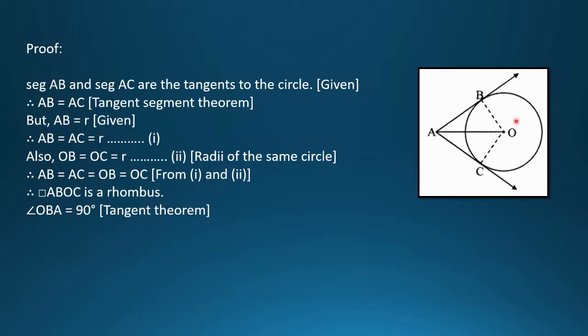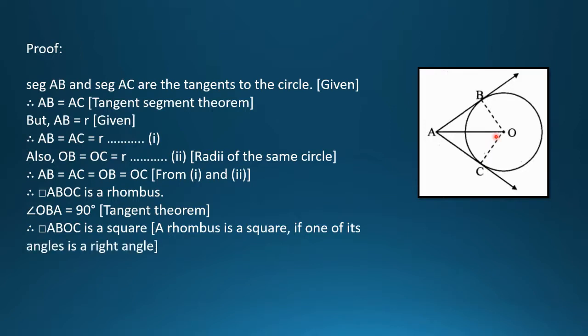But angle OBA will be 90 degrees by tangent theorem, as the tangent theorem states that the radius has to be perpendicular to the tangent. So angle OBA will be 90 degrees. Therefore, quadrilateral ABOC is a square, because we know a rhombus is a square if one of its angles is a right angle. So in a rhombus, if one angle is a 90 degree angle, then that rhombus will be a square. So proving one angle is 90 degrees is more than enough to show that the quadrilateral ABOC is a square.